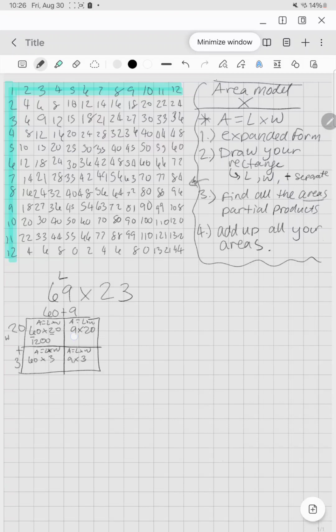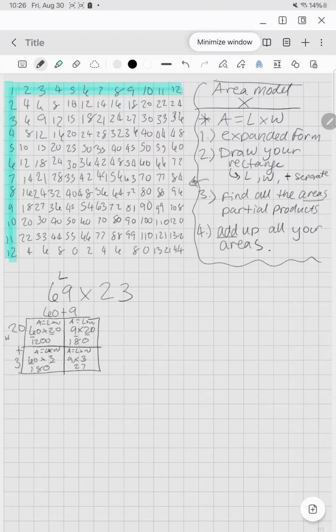Next, I have 9 times 2, which is actually 18. And I just stick that extra 0 on the end. Here, 6 times 3 is 18. And I stick that extra 0 at the end. And 9 times 3 is 27. And my last step is I add it all up. So now that I found each area of the section, I just add it up.